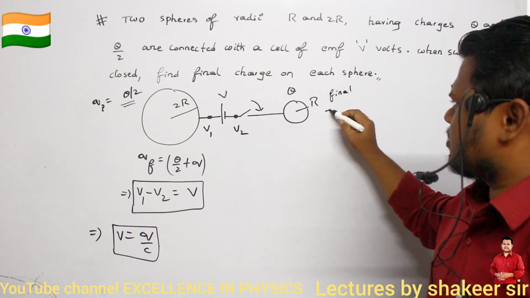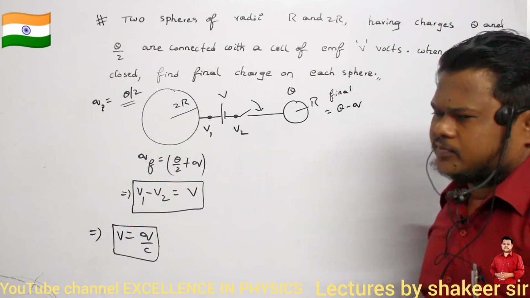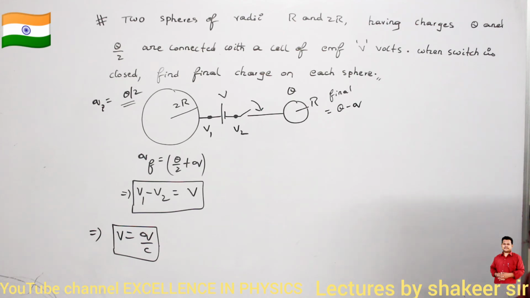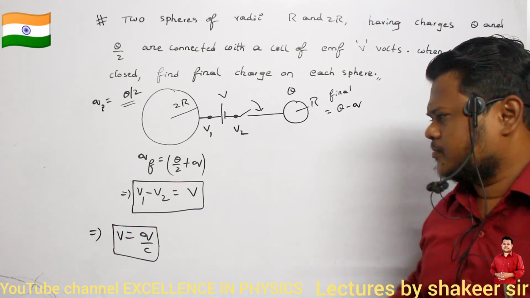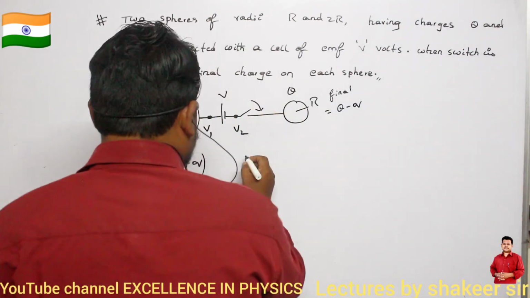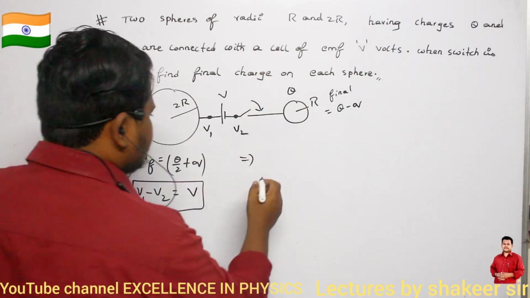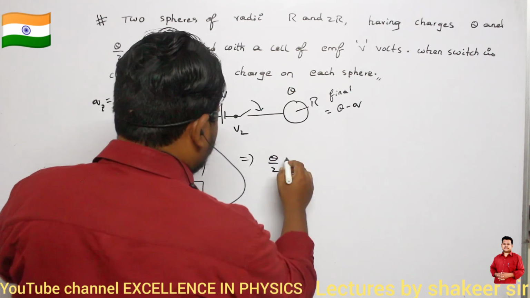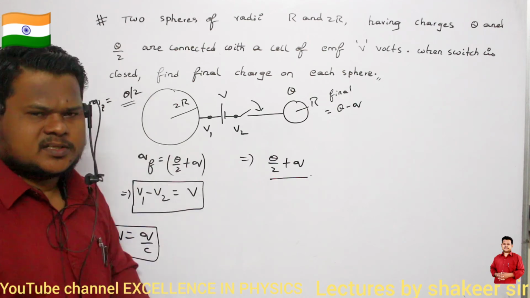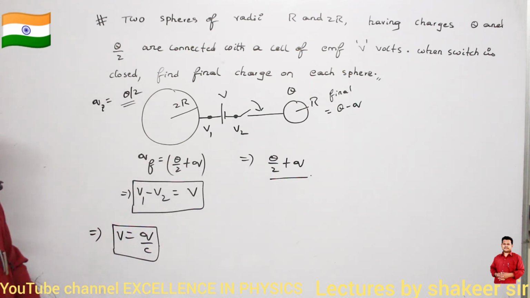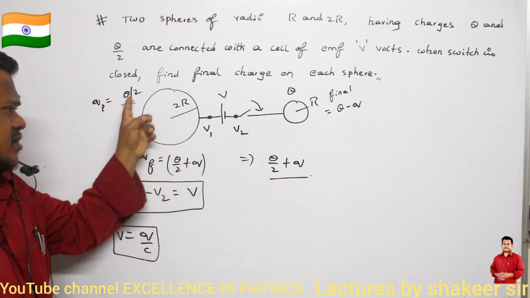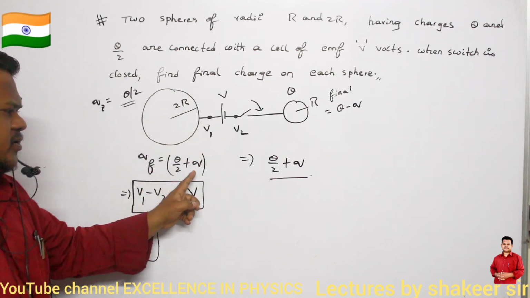So the final charge on the second sphere is how much? Q minus q. Now we already know the equation for potential, V equals Q divided by C. Try to apply it in this relation. The potential of the bigger sphere is V equals Q divided by C. What is the final charge present? The final charge is Q by 2 plus q, divided by C. The final charge present on the bigger sphere is Q by 2 plus q.